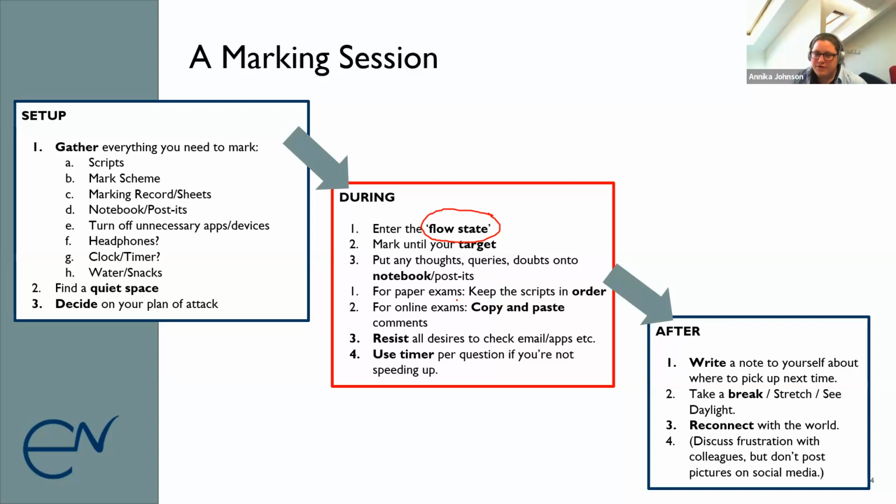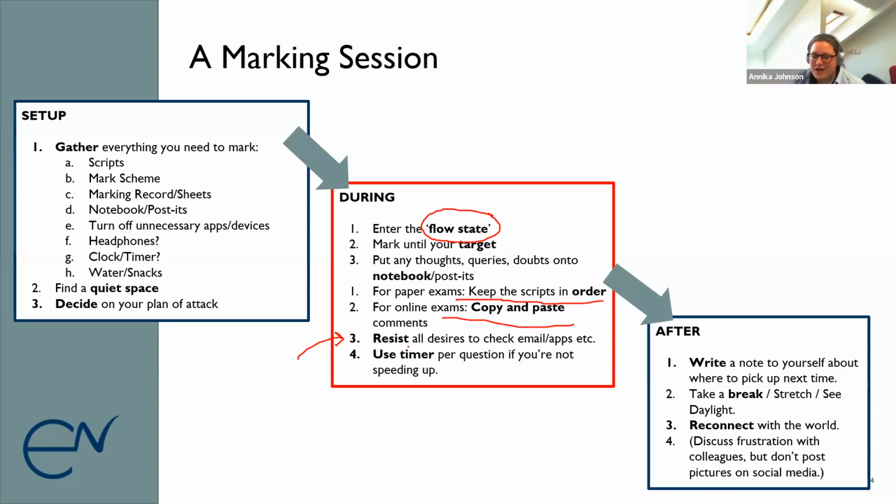I've said already, if you've got paper exams, make sure you keep the scripts in order. And if you've got an online exam, then make sure you save any comments that you've made, particularly if they're lengthy, so that you can copy and paste them back again. Most importantly, this just shows I'm quite a weak-willed person, but do resist any desire to check emails, social media, and so on. You'll break your concentration. You won't come back to it.